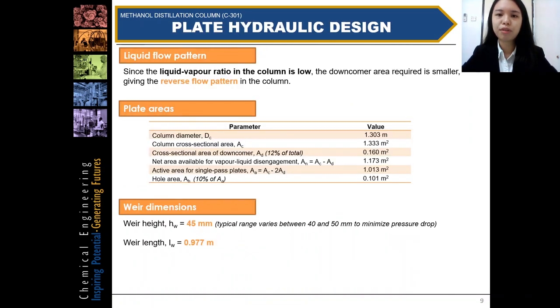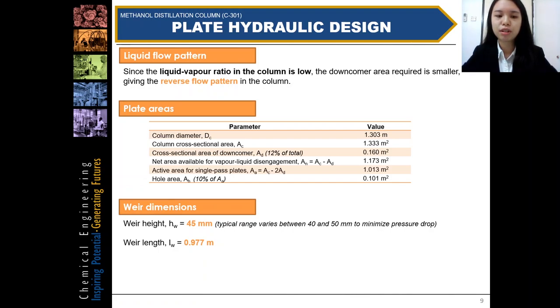Besides, the plate hydraulic design is important to ensure good vapor liquid distribution with adequate liquid holdup for efficient mass transfer. Since the liquid to vapor ratio in the column is low, it gives the reverse flow pattern in the column. In terms of plate areas, the plate dimensions are calculated as shown in the table here, where the hole area is estimated based on 10% of the active area.